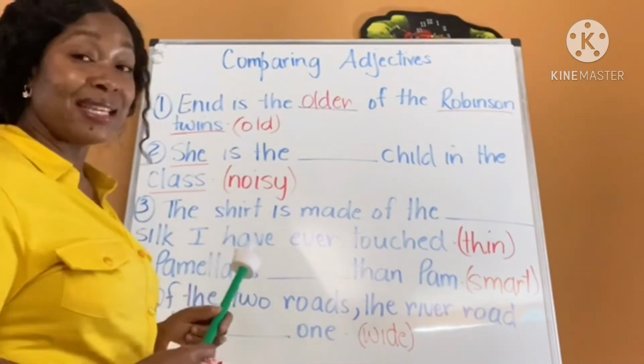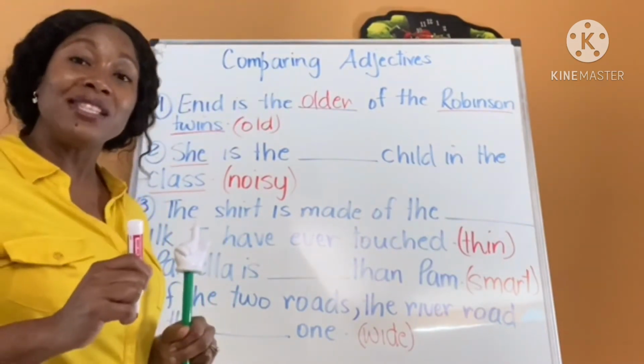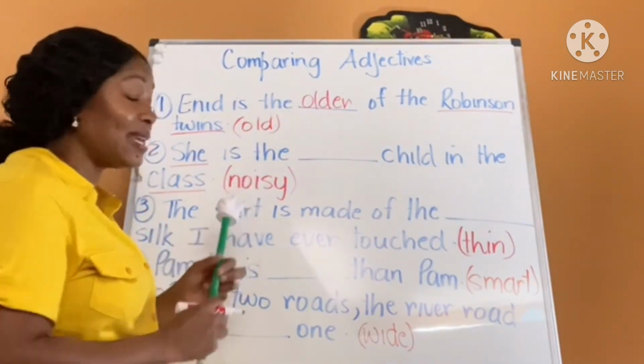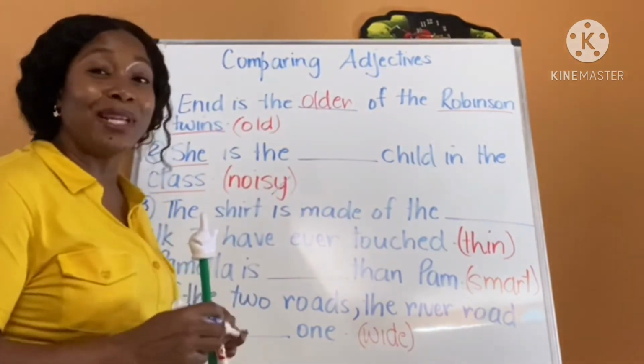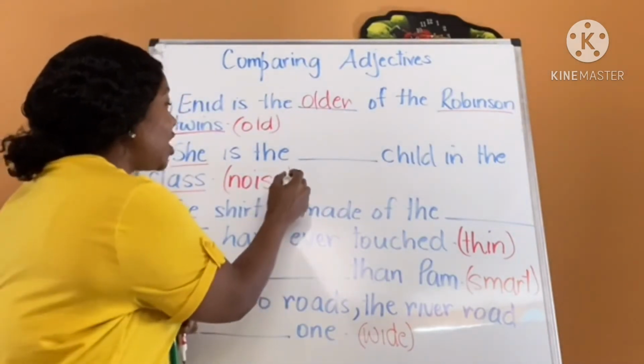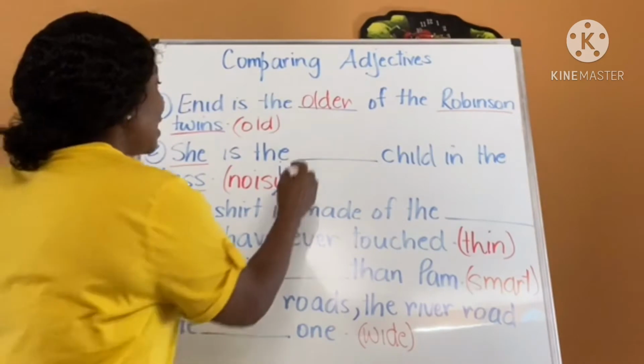So in this case, it is the one with EST. But we need to pay attention to the word noisy because it ends with a Y. What do we normally do with that Y? We change it to an I. So let's write that.